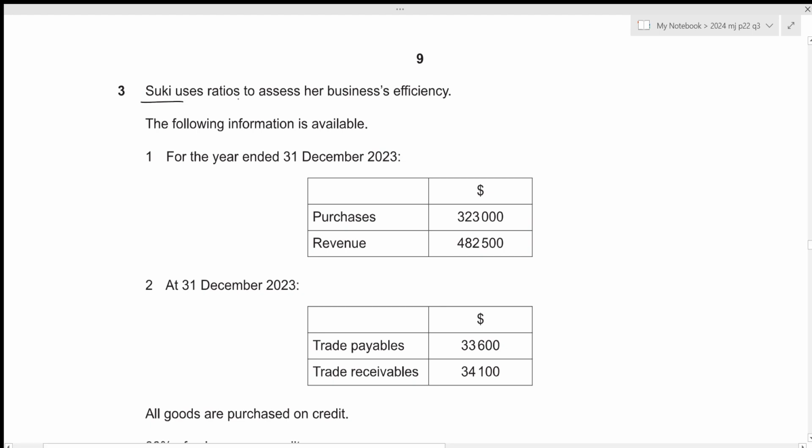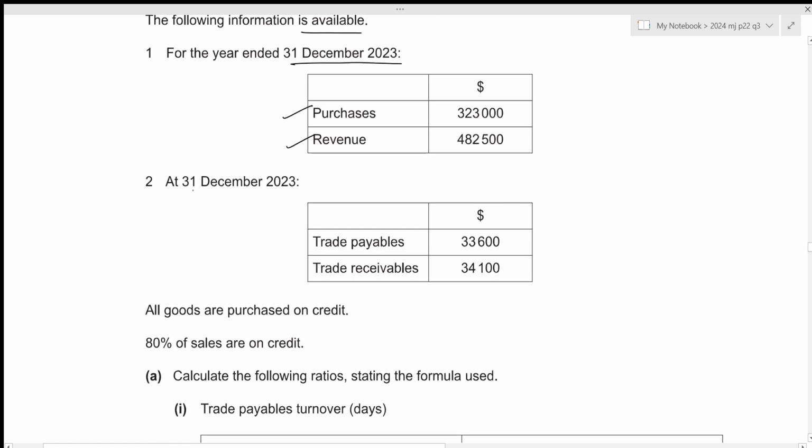Suki uses ratios to assess her business's efficiency. The following information is available. For the year ended 31st December 2023, we have been given the value for the purchases and the revenue. Then at 31st December 2023, which is the closing date, we have the values for the trade payables and trade receivables. All goods are purchased on credit. So this value is the total for our credit purchases.